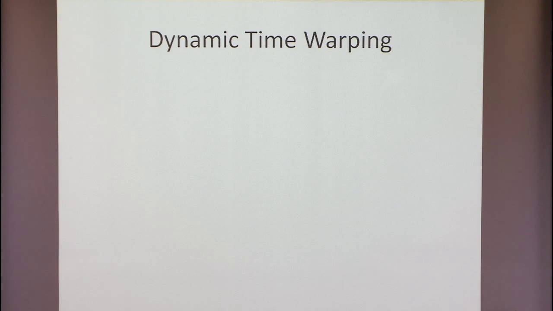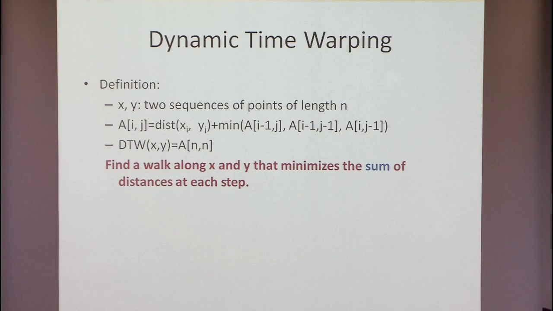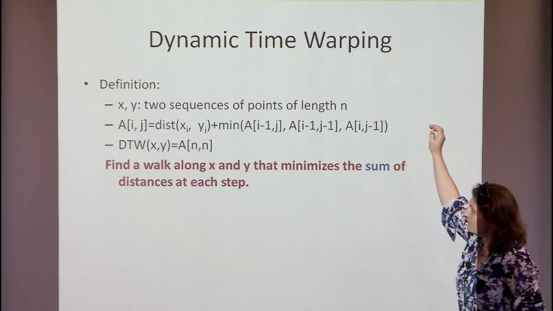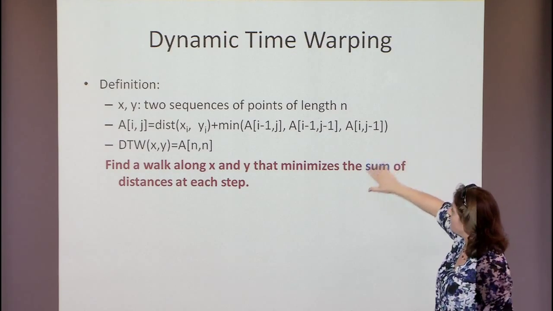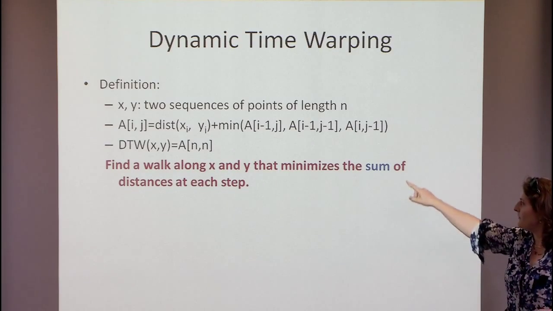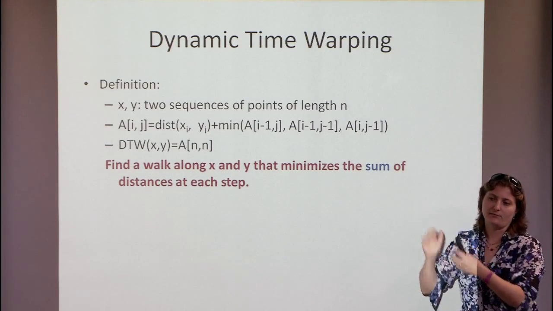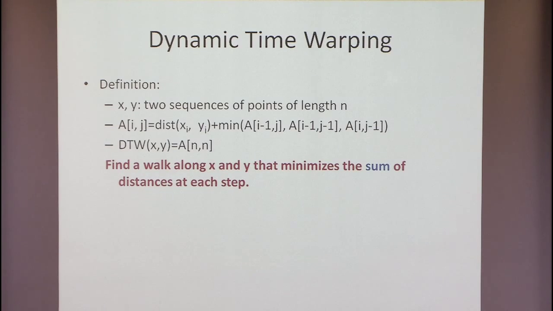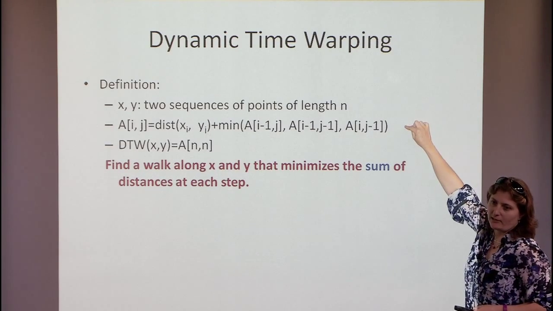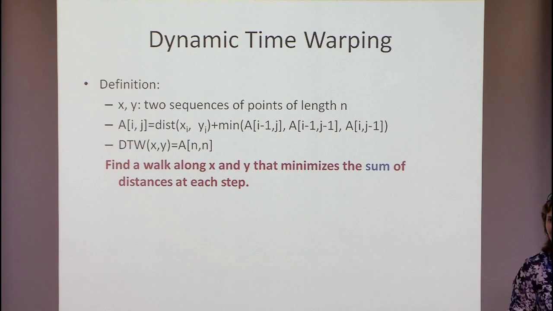Dynamic time warping is another sequence walk problem. What is it? Now you have two sequences of points of length n, and you find a walk along the sequences x and y that minimizes the sum of the distances of each step. So instead of taking the maximum distance as you would with Frechet, now you're taking the sum. And it's often just defined with this, which is the dynamic programming algorithm.